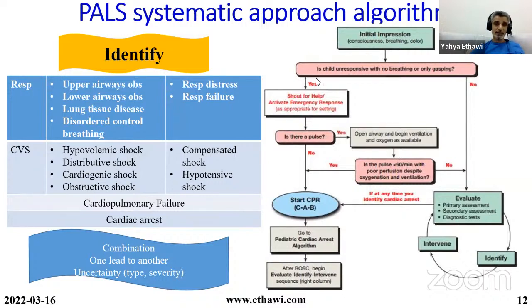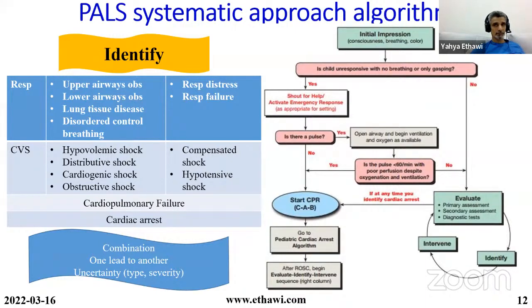Now, if the child is unconscious, not breathing, and has no heart rate, and you start CPR, you have to continue until the child regains spontaneous consciousness. Once you do CPR and the child regains consciousness, go to this algorithm of evaluate, identify, intervene. If the child is breathing, go this way. If the child is conscious, go this way. If the child has heart rate, go this way. If the child has no, start CPR. If you start CPR and the child regains consciousness, go back to this algorithm.